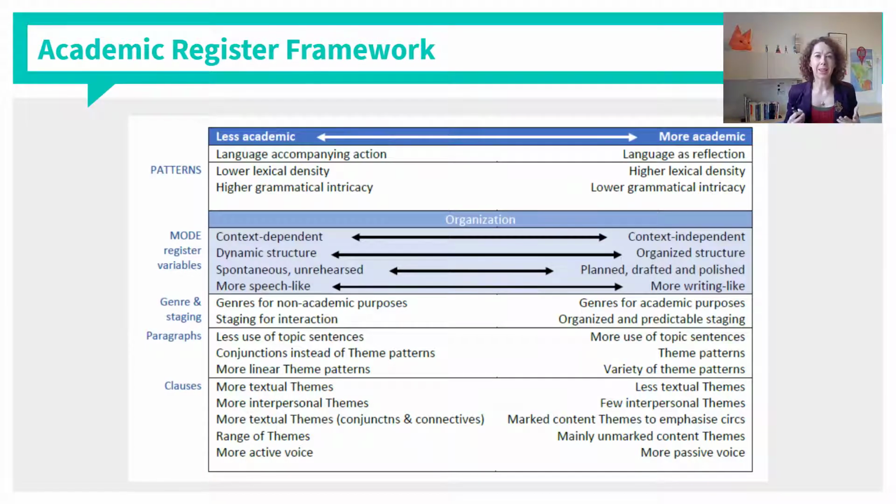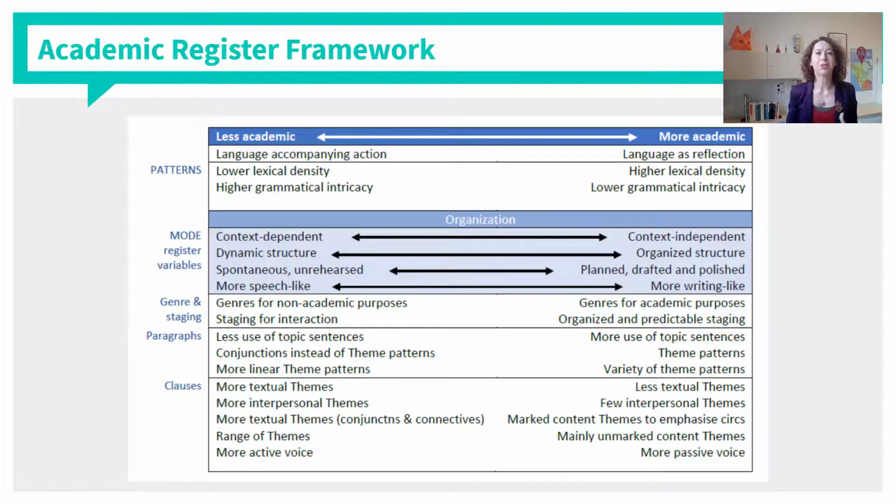Lastly, mode. Mode was actually the main driver for generating this framework. I remember Greta and I talking about students comparing spoken and written texts, and that we really needed something accessible for them to understand the mode continuum of more speech-like and more writing-like.